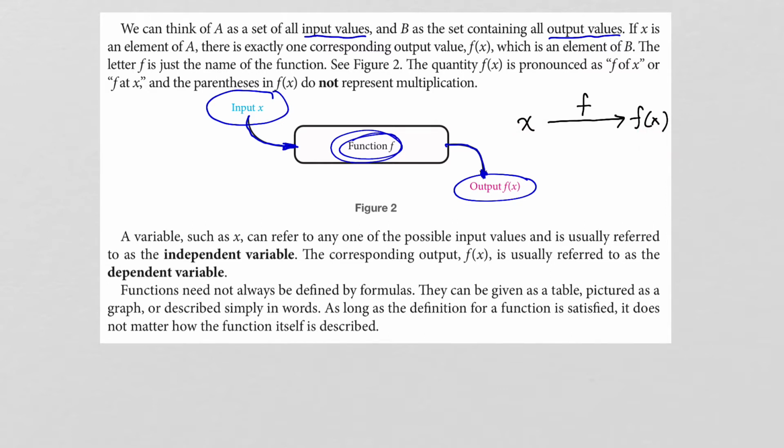So the variable X can refer to any one of the possible input values and usually is referred to as the independent variable. And the corresponding output value that we call f of x is usually referred to as the dependent variable. Most of the time, functions are defined by formulas. However, functions do not always need to be defined by formulas. They can be given as a table or a graph, or they can be simply described in words, all right? So we're going to go through some examples where you can see the various ways that we can talk about a function.